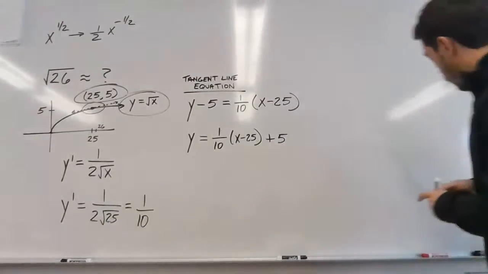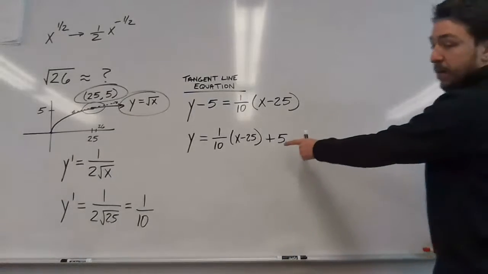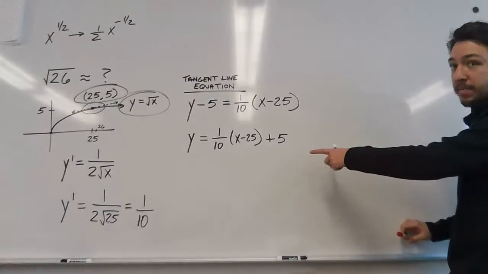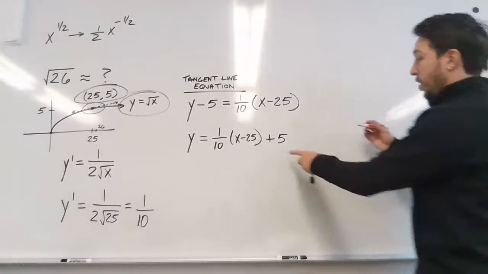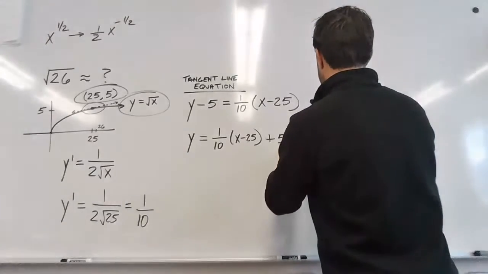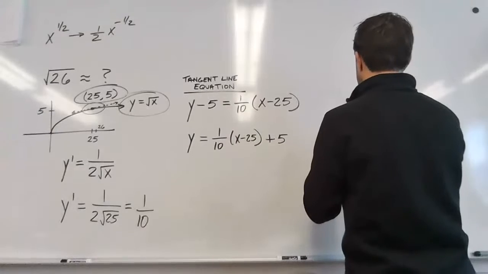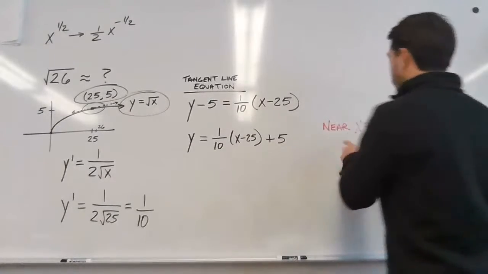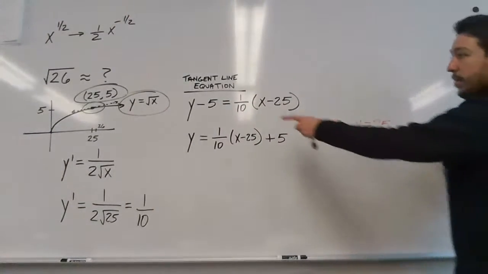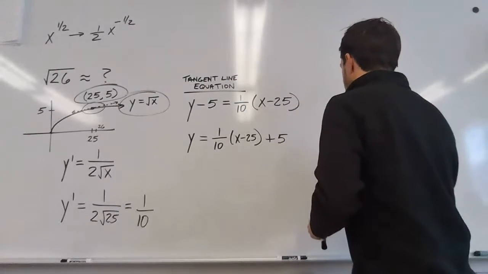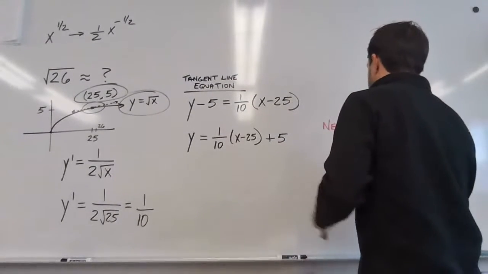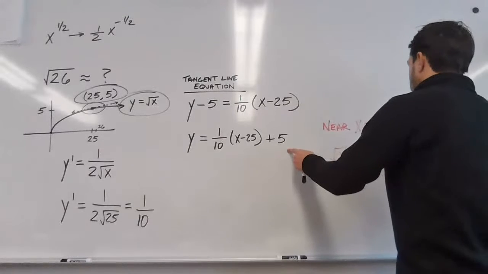Okay. So what this says, this is making a claim. It's not an obvious claim at all. What this is saying is that near or in the neighborhood of 25, I can say that the square root of x function is approximately equal to this function.